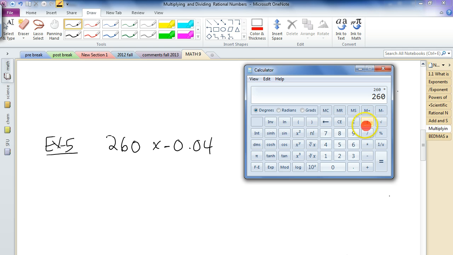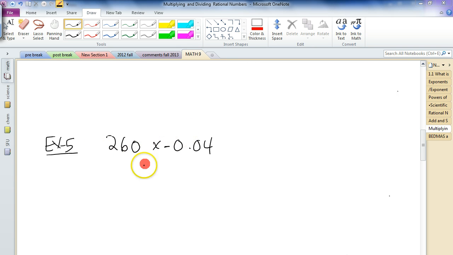And the negative button is either the plus minus button like I have here, or it'll be a button on your calculator that has a minus sign with brackets around it. Because there's a difference in the calculator between the negative sign and a minus sign. So get friendly with your calculator and figure it out. So 260 times, my calculator, you have to punch in the 0.04 and then the negative sign. And you get negative 10.4, which makes sense. Positive, negative, it should be negative. It's 10.4. No big deal, right?